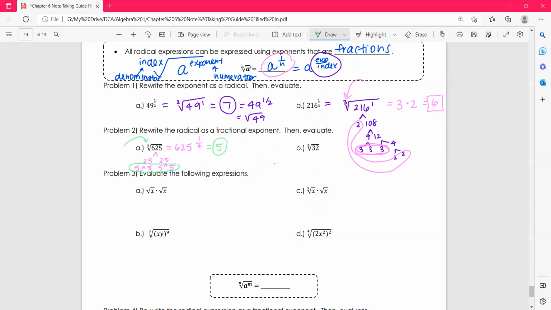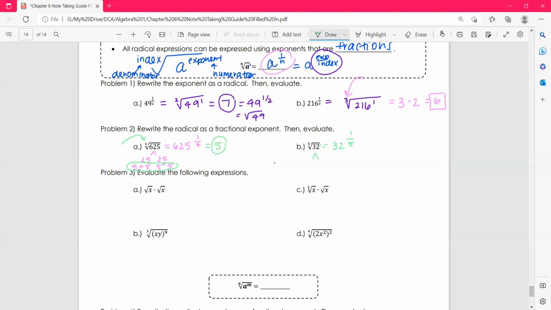I've got the 5th root of 32. So let's write this as a fractional exponent. Remember, the 32 stays the same. The index becomes my denominator. The exponent is my numerator. So that's the first part of the problem. And then we're going to break it down using a factor tree. So 16 and 2 give me 32. Then I'll break down 16 as 4 and 4, 2 and 2, 2 and 2.